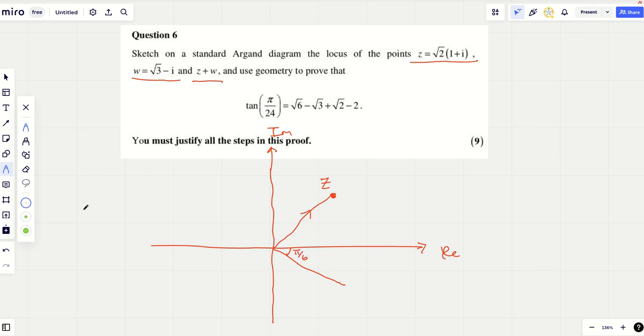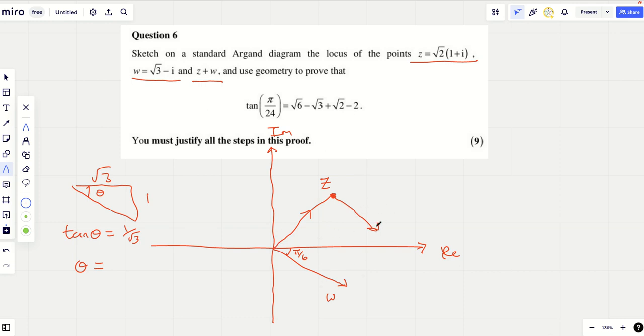If you're wondering how I'm getting that, basically a quick bit of tan in my head. Root 3, 1, theta, tan theta is 1 over root 3, so theta is going to be minus pi over 6 if you're doing it as the argument should be stated, but I'm just talking about the actual angle from there to there, which is pi over 6. And here's w. Now, if you added z onto the end of w, it would look something like this. It would be absolutely parallel to that.